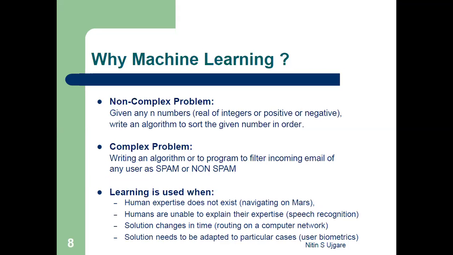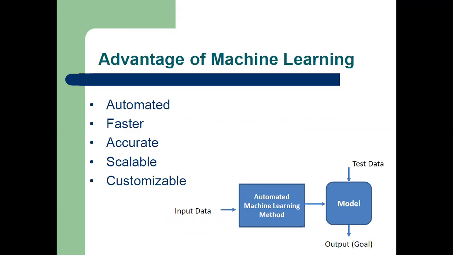So let us move to the next slide. What are the advantages of machine learning? The advantages of machine learning are listed here. The first advantage of machine learning is that it is automated. Machine learning methods are automated processes which run on input data and produce a model. Now this model can specify how to achieve the goal.